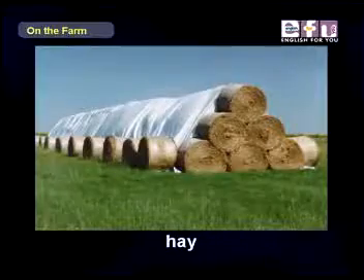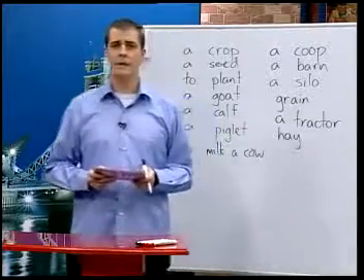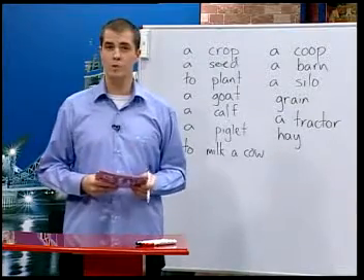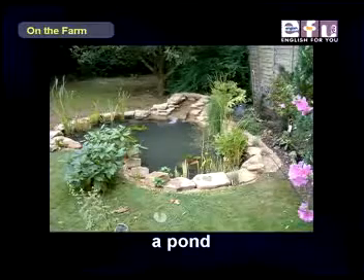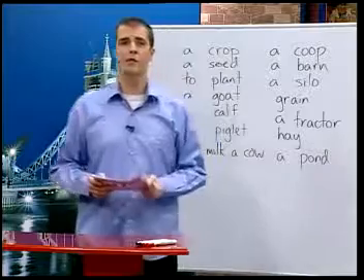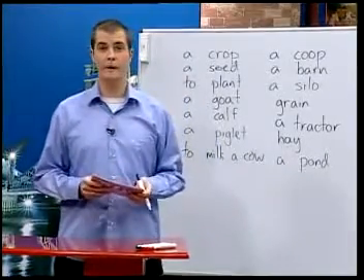2 more. We have hay. Hay is long grass that has been cut and dried, and it is often used as food for farm animals. And finally, we have a pond. A pond is a small area of still water. There is usually a pond on a farm.